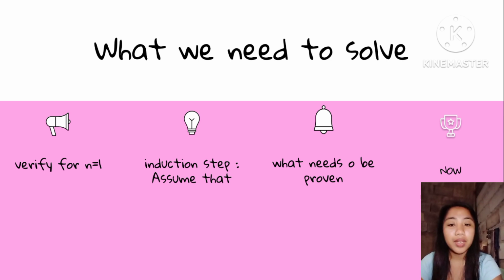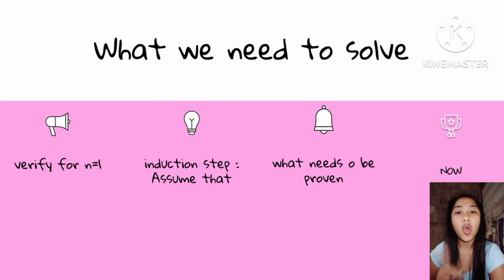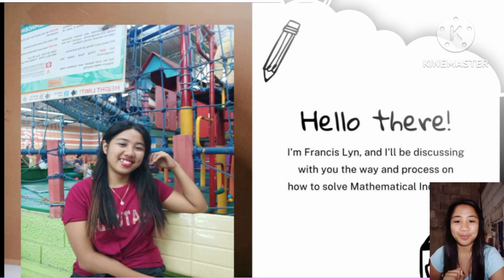After that, you proceed to the next step. In this step, you are going to find or look for what needs to be proven. By doing so, you need to substitute all k for k plus 1. After you do that, you are now ready to proceed to the last step. In this step, we can prove that the equation really holds true for all positive integers n greater than or equal to 1.